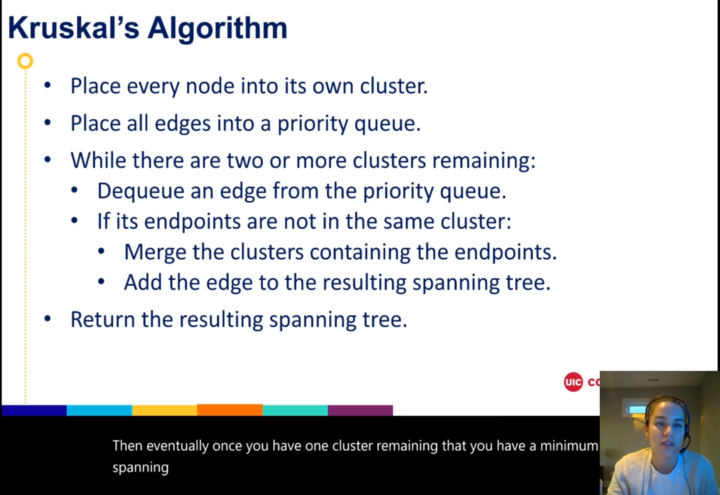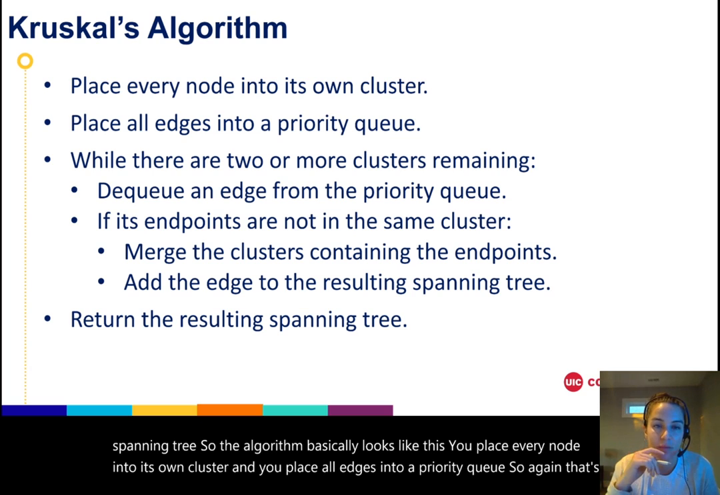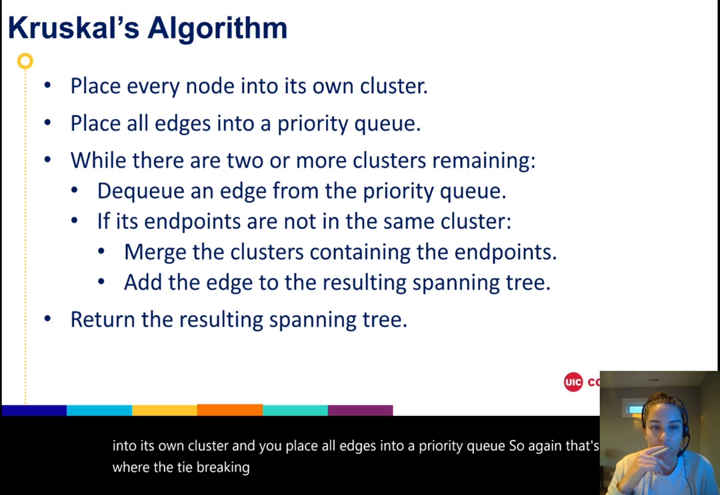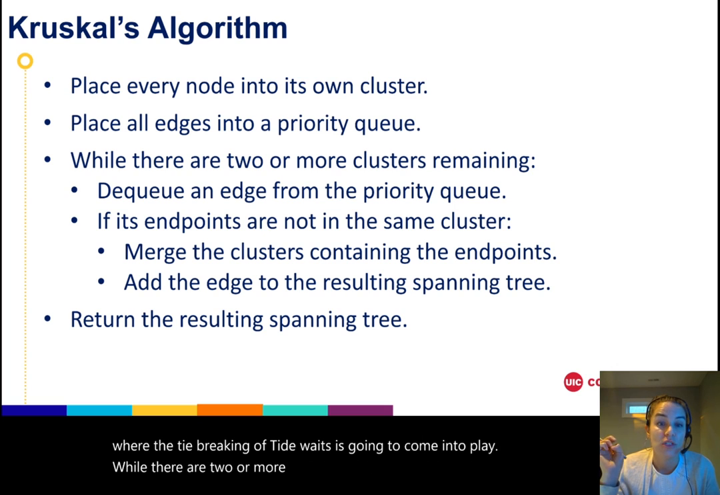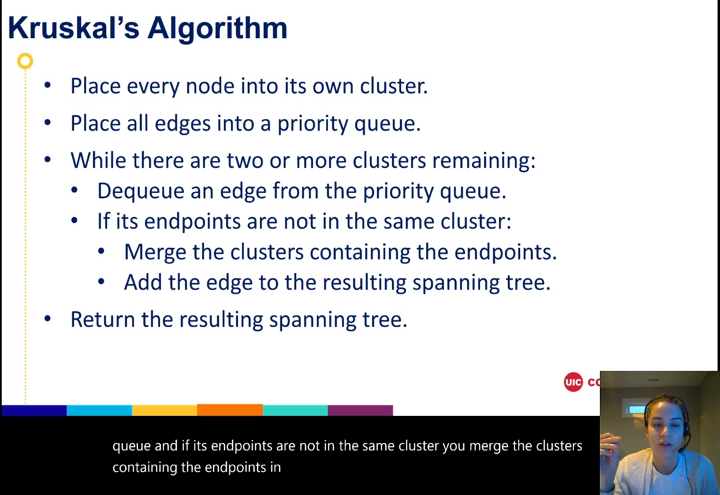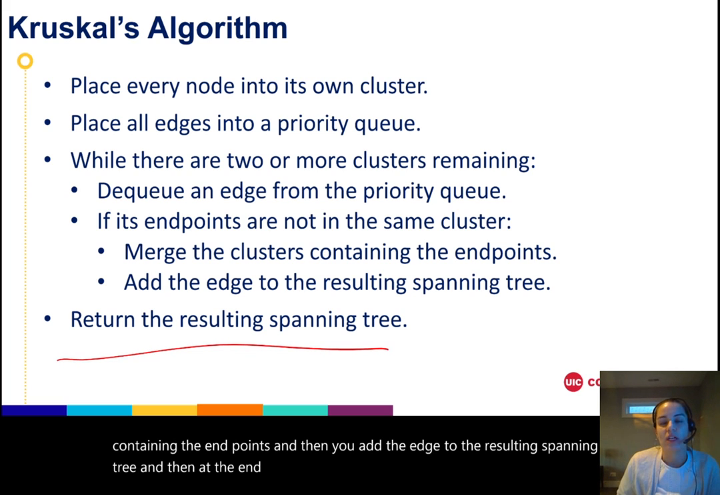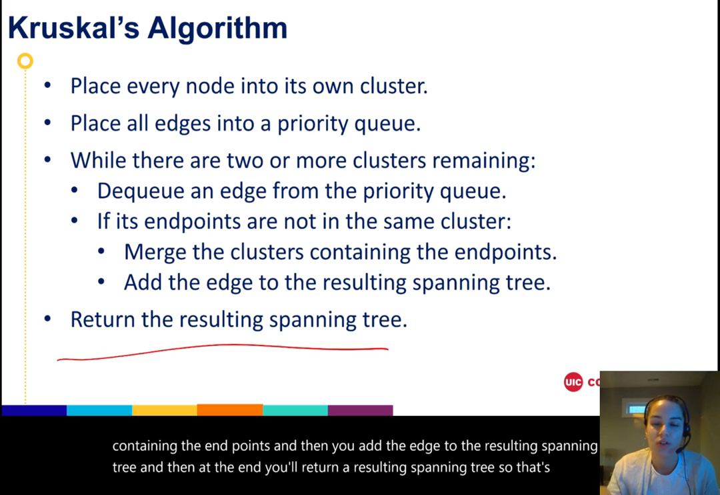So the algorithm basically looks like this. You place every node into its own cluster, and you place all edges into a priority queue. So again, that's where the tie breaking of tied weights is going to come into play. While there are 2 or more clusters remaining, you dequeue an edge from the priority queue, and if its endpoints are not in the same cluster, you merge the clusters containing the endpoints, and you add the edge to the resulting spanning tree. And then at the end, you'll return a resulting spanning tree. So that's the general idea of how the algorithm works.